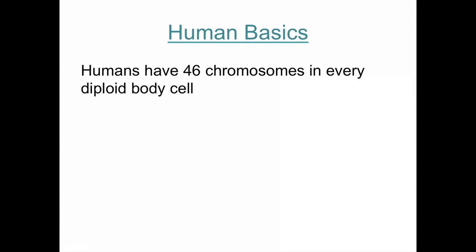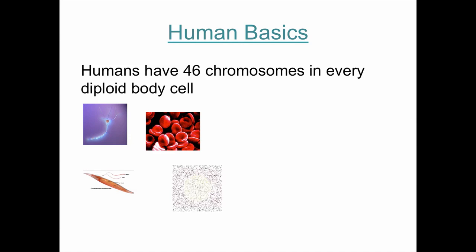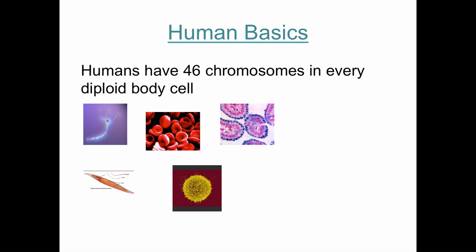With the basics, one thing you need to understand before we go into the gene disorders is that humans have 46 chromosomes in every diploid cell of their body. Every cell that's not a gamete, not a sperm or egg, has 46 chromosomes. It doesn't matter if it's a nerve cell, a muscle cell, a white blood cell, or a pancreas cell, they all have 46 chromosomes if it's a diploid cell.